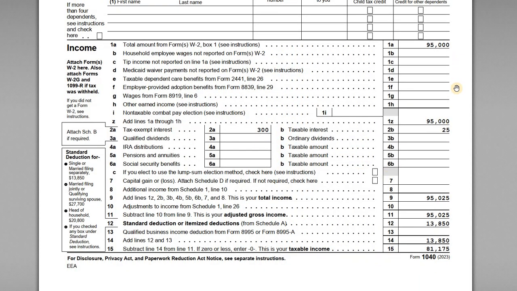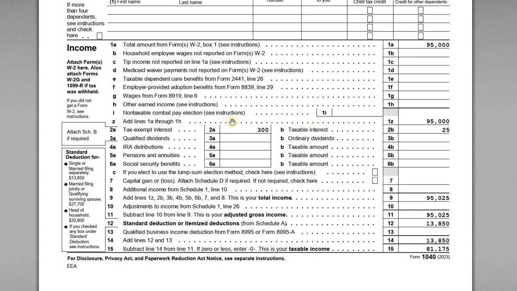And so we'll notice that as you add up all the income items here, the $95,000 and the $25, we have total AGI of $95,025. And this is because it excludes the $300. So $300 of tax-exempt interest is not included in our AGI.